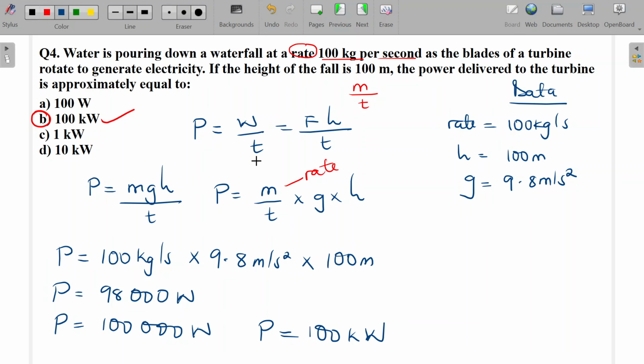Is it clear before we move forward? Yes, sir. All right.